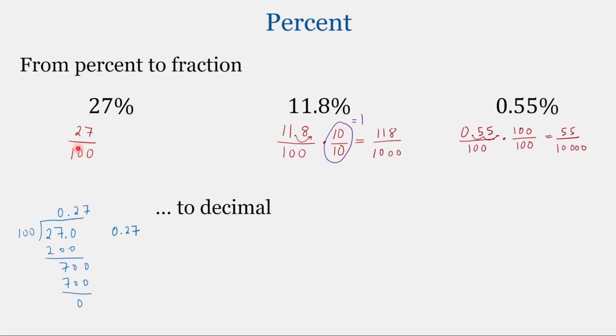But since we're dividing by multiples of 10, it's often easier and quicker to simply move around the decimal point. So we have 27 divided by 100. So 27, and then we have the decimal point at the end. We're dividing by 100. That means we're going to move it 2 decimal places to the left.